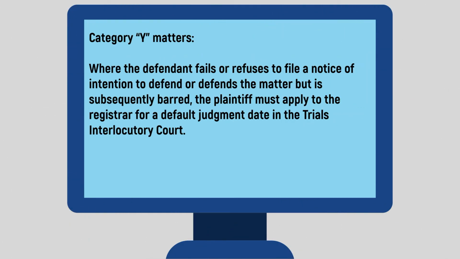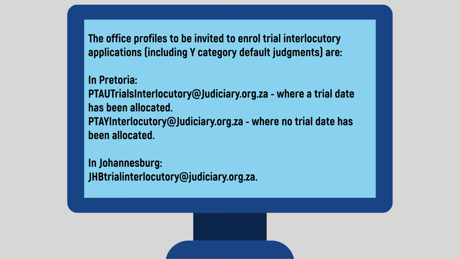Category Y matters. Where the defendant fails or refuses to file a notice of intention to defend, or defends the matter but is subsequently barred, the plaintiff must apply to the registrar for a default judgment date in the trial interlocutory court. The office profiles to be invited to enroll trial interlocutory applications, including Y category default judgments, are in Pretoria, PTA-U trials interlocutory at judiciary.org.za.